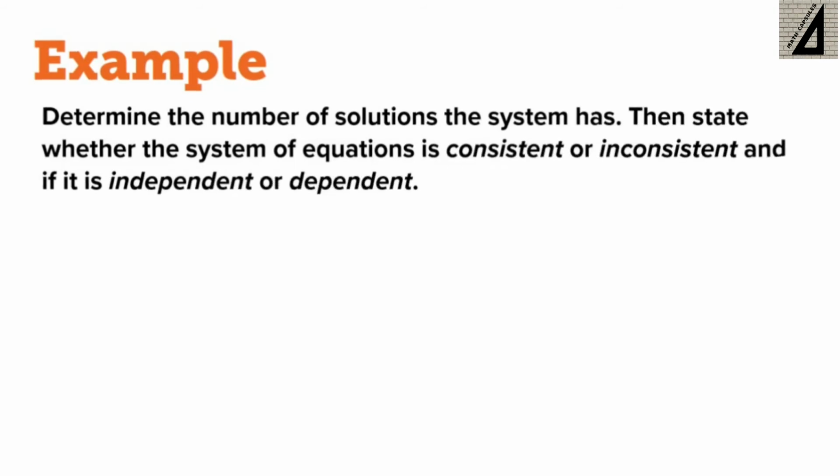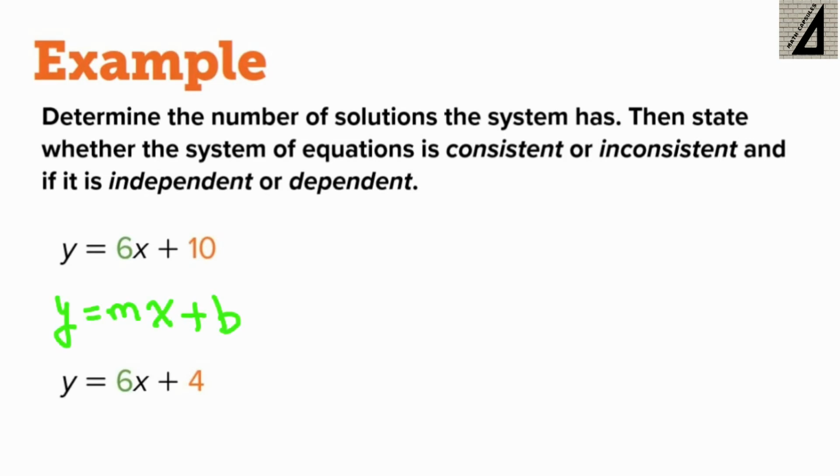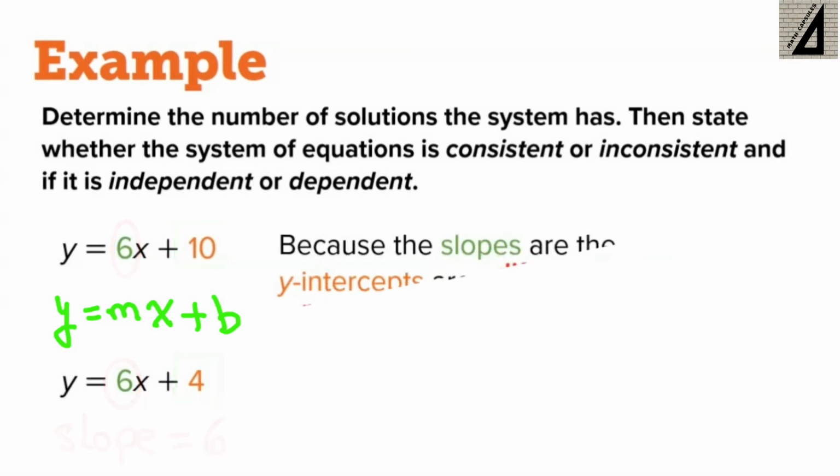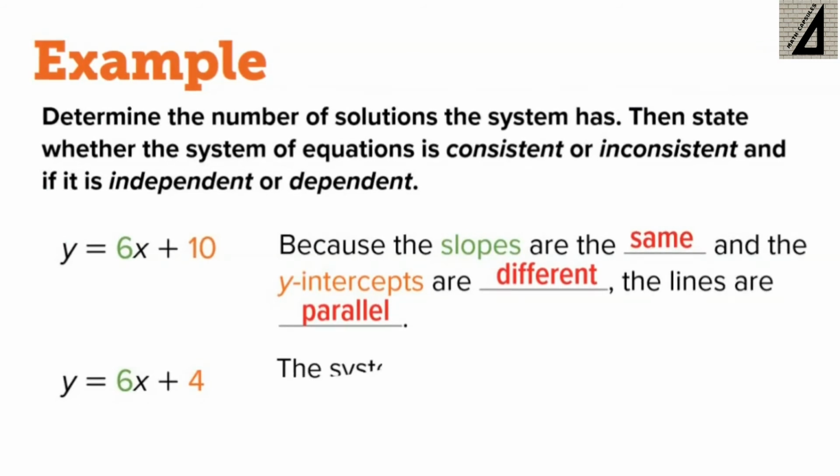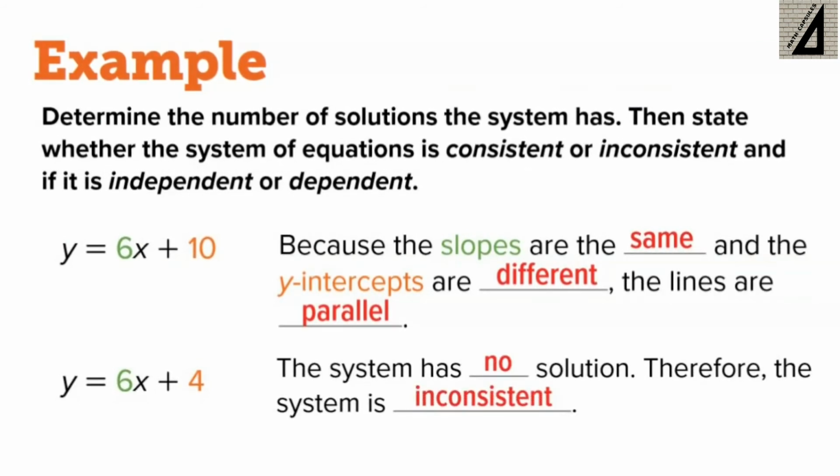Another example. Determine the number of solutions the system has, then state whether the system of equations is consistent or inconsistent, and if it is dependent or independent. If you look at the two equations here, you will find that it is written in slope-intercept form, where the slope is 6 in both equations. So the slopes are the same in both equations, and the y-intercepts are different. So this means that the two lines are parallel. This means that it is an inconsistent system of equations.